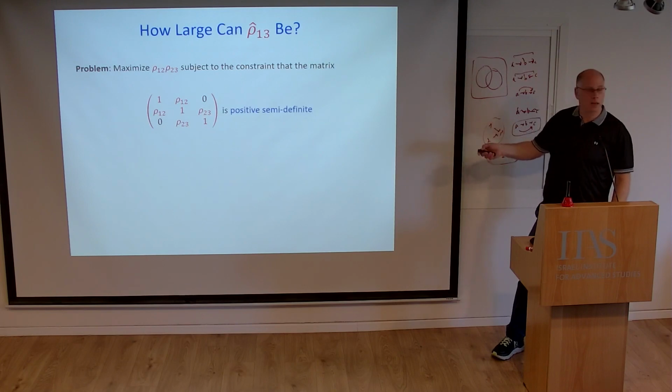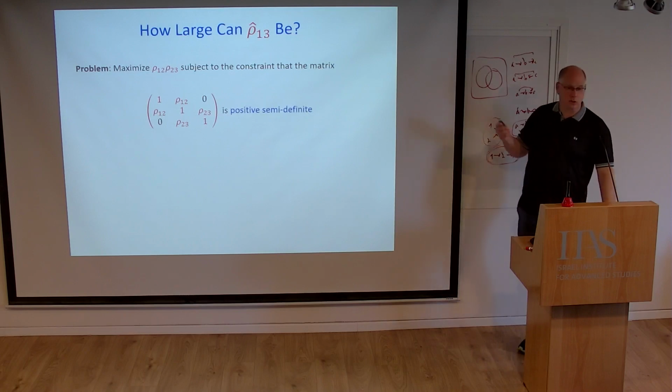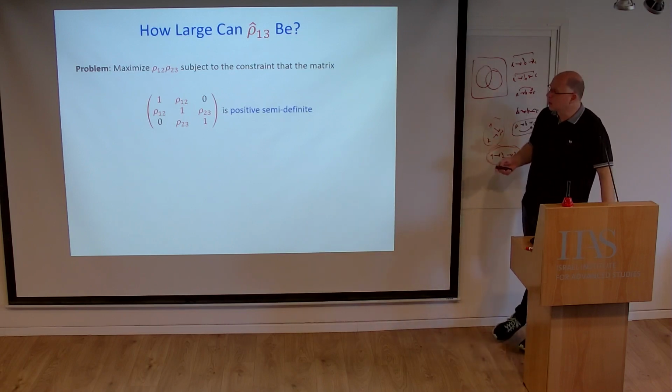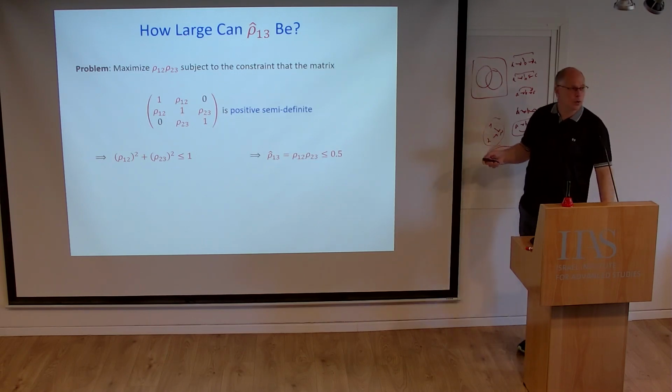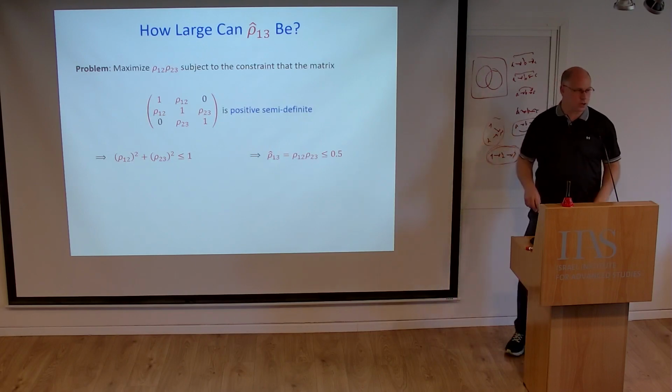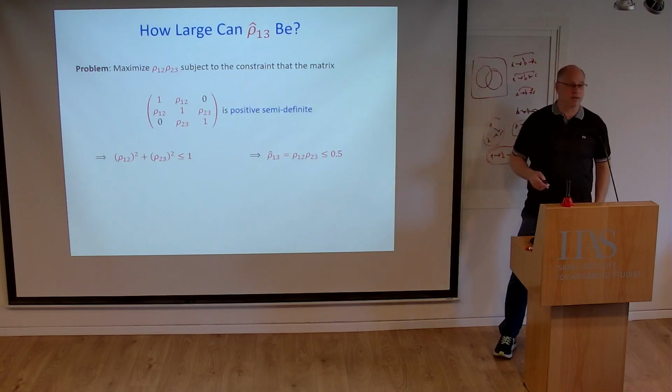Otherwise we would have something that's just not positive semi-definite, so it couldn't come from actual data. When you just plug these parametric restrictions into the definition of positive semi-definiteness, you just get this thing. So it's a very simple maximization problem. Choose row 1, 2, and row 2, 3 to maximize this product subject to this constraint. It has a very simple solution. The maximal predicted correlation that you could have is 1/2.